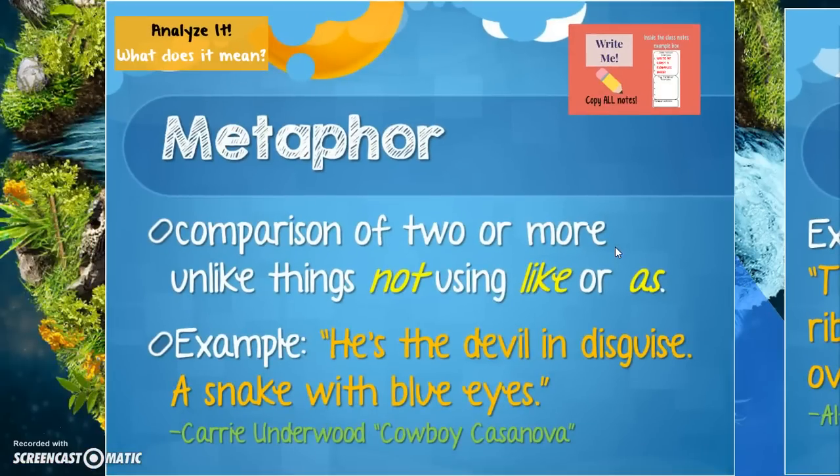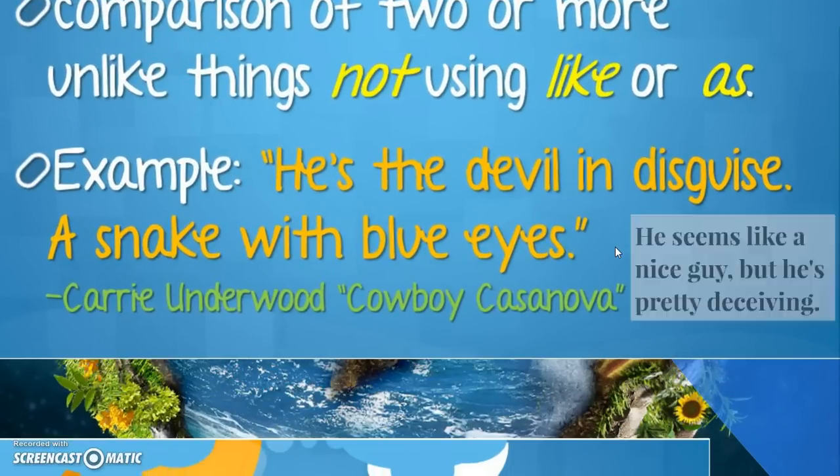So back to the devil in disguise and the snake with blue eyes. What is she really saying? She's saying that he seems like a nice guy, but he's pretty deceiving. She also apparently likes his eyes.